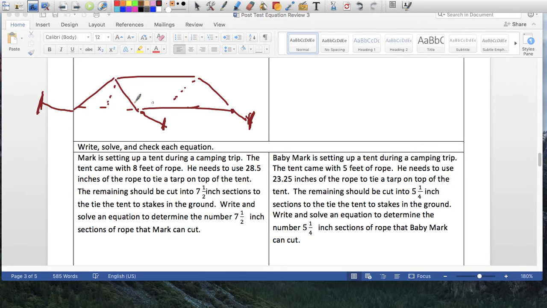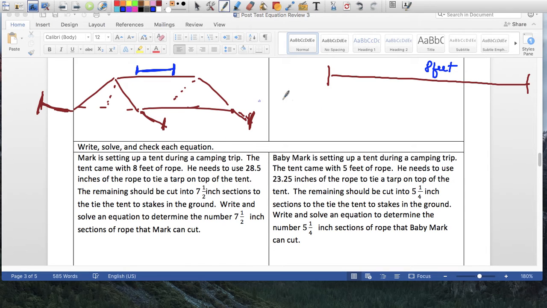So, Mark's setting up a tent during a camping trip. The tent came with 8 feet of rope. So imagine you have this long stretch of rope that you're going to use to hold the tent down as well as to tie the tarp on top of the tent. I'm going to use a different color. A part of the rope will be used on top to tie the tent. So imagine you have this piece of rope, and it's 8 feet.